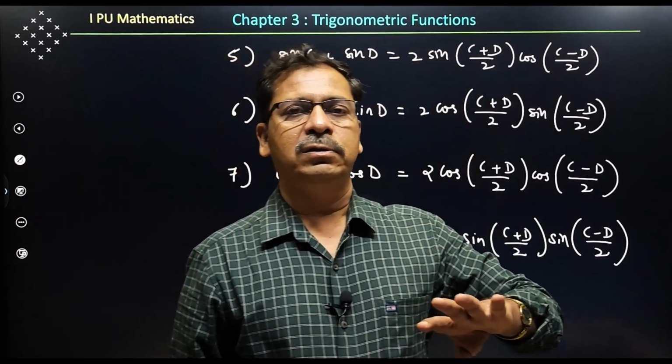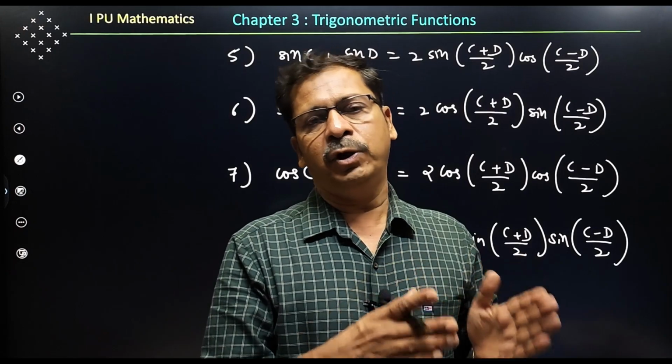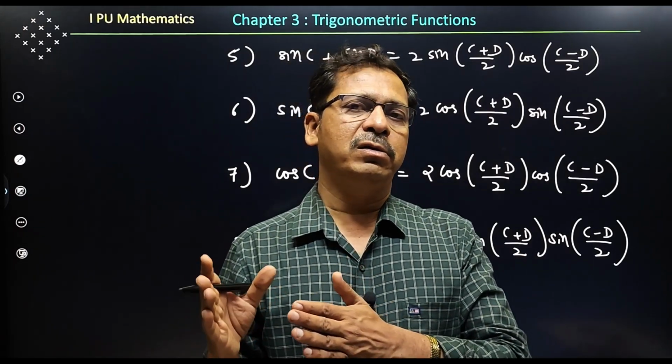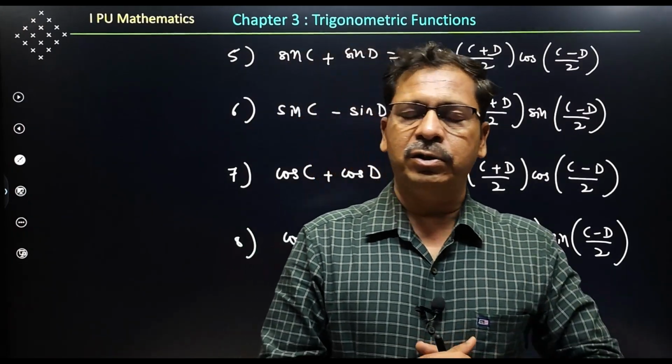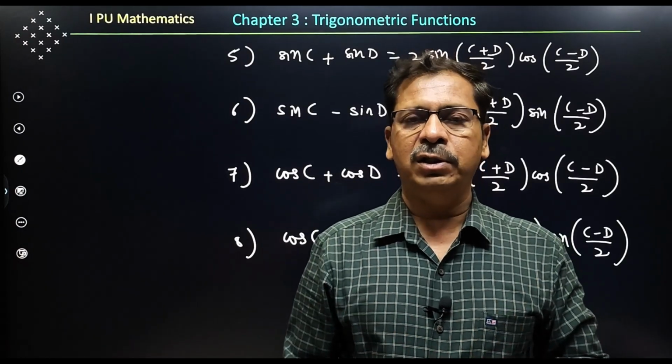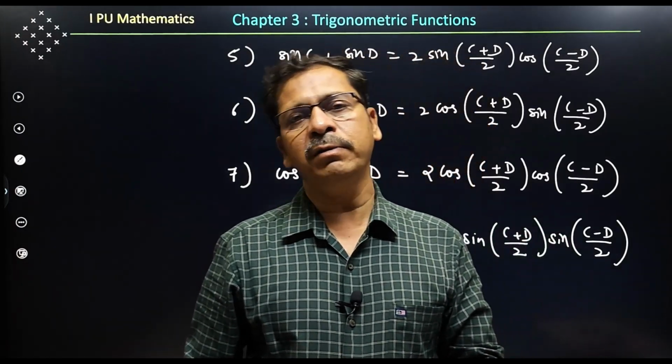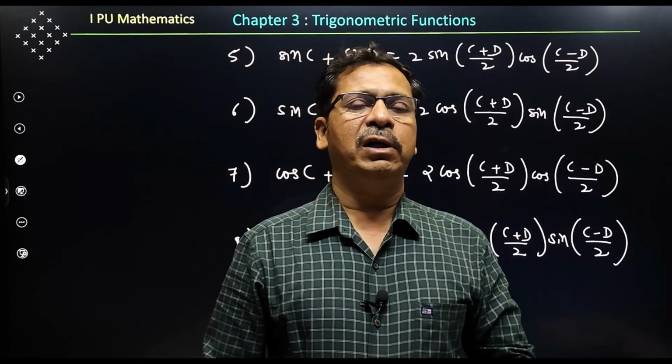4 are product to sum and 4 others are sum to product. So this completes the theoretical discussion as far as the transformation formula is concerned. And let me continue the numericals in the next class.